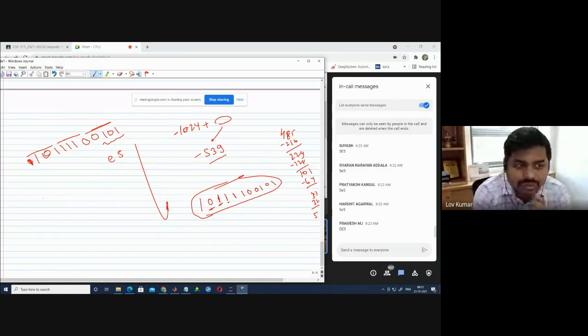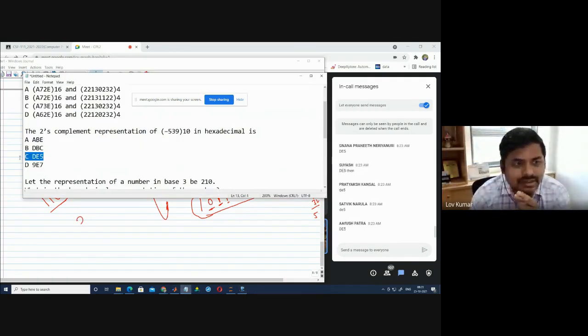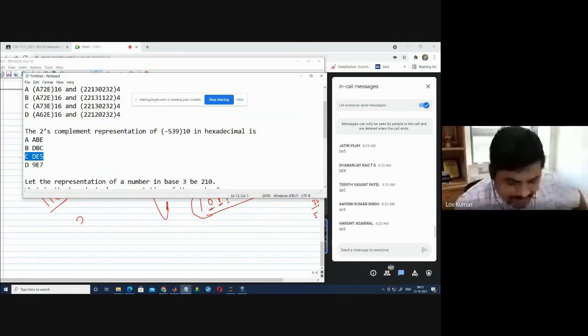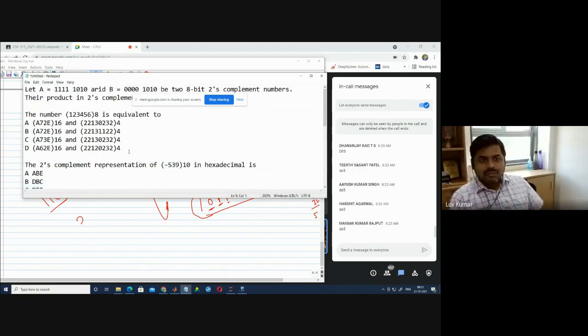So here we get 1 1 0 1, then 1 1 1 1 0, then 0 1 0. What is the answer we get? DE5. So the answer we are getting here is DE5. C is the right answer. So why do we not add 0? Because the number is negative. In case of a negative number, we have to add 1 before the number, not 0. Now we check this one.